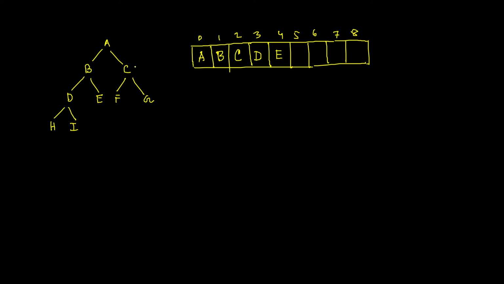In a similar situation, if we consider this part of the tree where C is the parent and the position of C is 2, that means the left child of C will be at 2 into 2 plus 1, that is index number 5. That is F should be somewhere here and G will be here. Similarly, if we consider this particular part, the position of D is here, 3. That means 3 into 2 plus 1, that is 7. Here 8 should be present and here I, right?